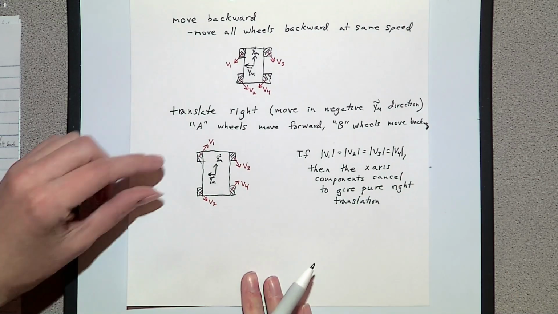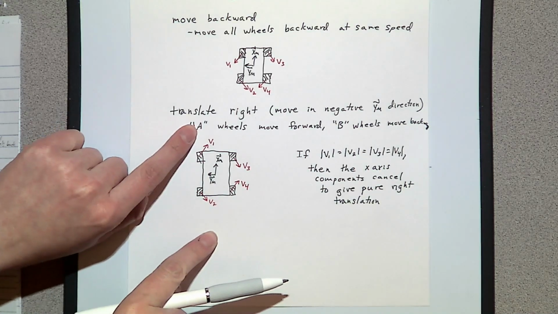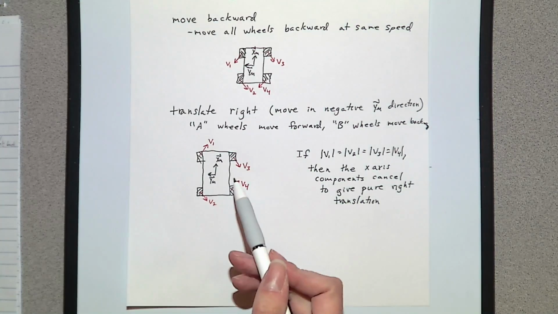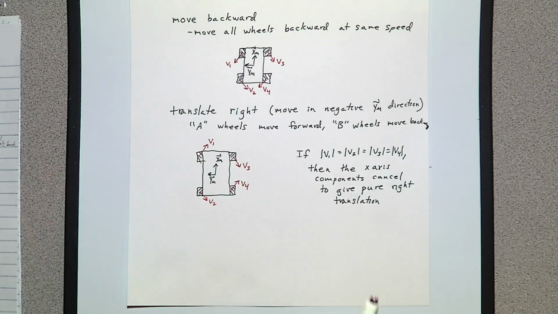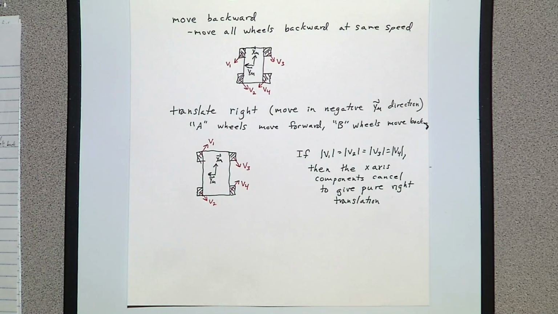So same kind of idea, we can see V1 and V2 have opposite contributions in the x. V3 and V4 have opposite contributions. So if we have these velocities equal, those x components cancel out, and then we just have all of these y components, which are going in the right direction.